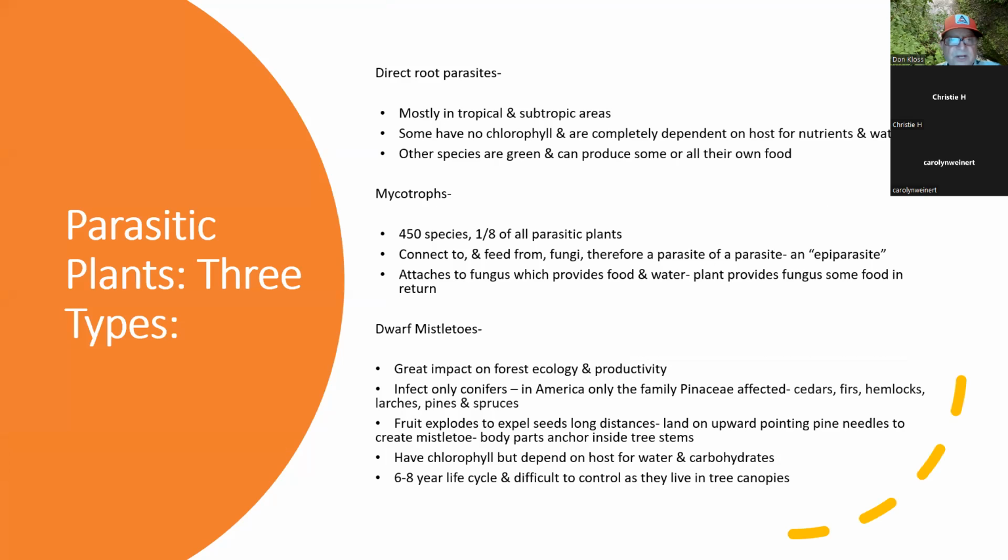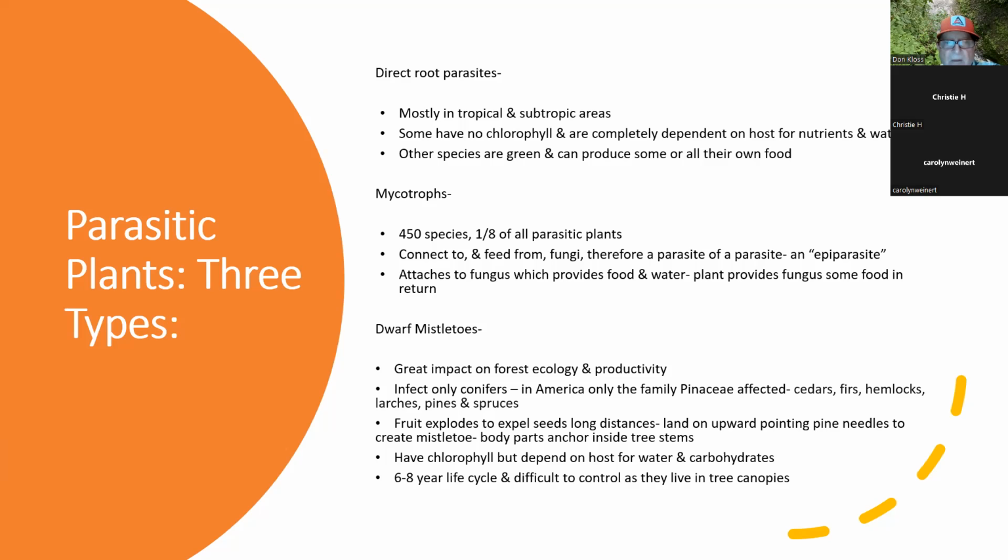So there are three types of parasitic plants within those two that I mentioned, the total and partial. You have direct root parasites, which mostly occur in tropical and subtropic areas. Some of them have no chlorophyll of their own and are completely dependent on the host plant for nutrients and water. And there are other species of these that have their own chlorophyll. They're green and they can produce some or all of their own food.